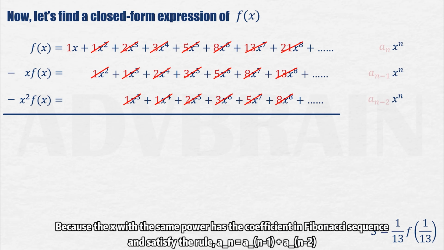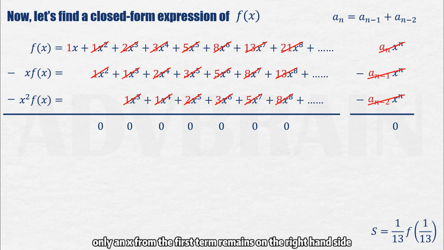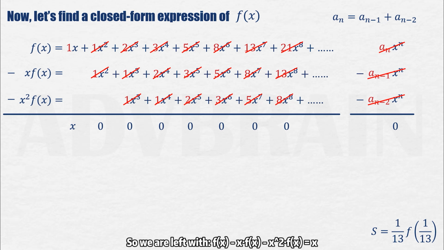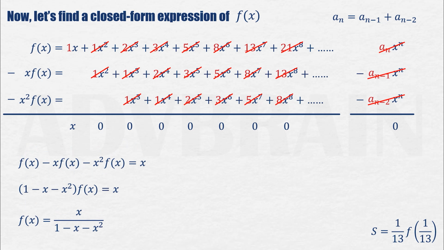Because the x with the same power has the coefficient in the Fibonacci sequence and satisfies the rule, An equals An-1 plus An-2. That means that after the first term, all the remaining coefficients cancel out. Only an x from the first term remains on the right-hand side. So we are left with f of x minus x times f of x minus x squared times f of x, all equal to x. Then we simplify it and get f of x equals x over 1 minus x minus x squared.